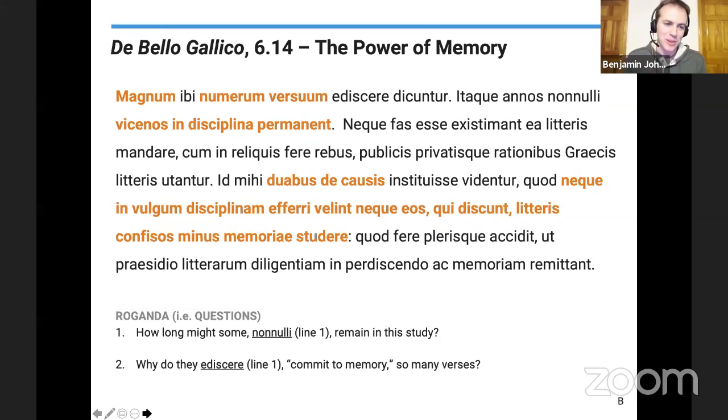Interroganda though. So non nulli, that's in line 1, right at the end of that line. How long do they remain in this study? And you might remember from the beginning of this presentation, we talked about something like this. So how good is your memory? Those openings aren't entirely random. And number 2, why do they discere, commit to memory, so many verses? That's such a loaded question because kind of the whole rest of the passage is about that, but I'll give you 16 seconds here to ponder everything.